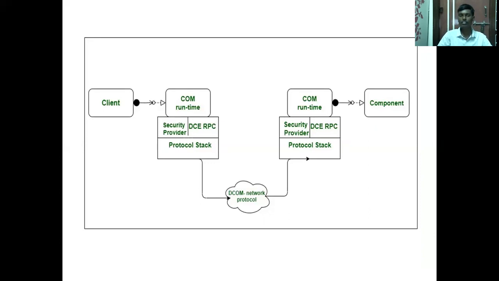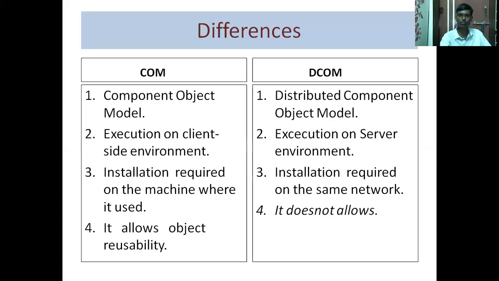The client is interlinked with the COM runtime and security provider protocol stack, which is interlinked with the DCOM network protocol, and here it is interlinked with the protocol stack, security provider, and COM runtime to the component. In simple words, you can say DCOM is an extension of COM software. Here you can see the COM runtime. For distributed applications, the DCOM protocol is used, which is the same as the COM software structure.